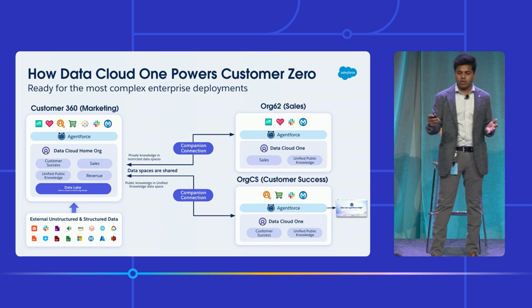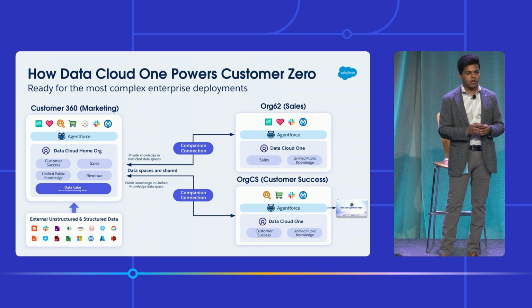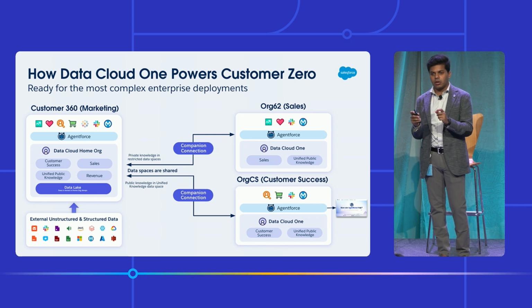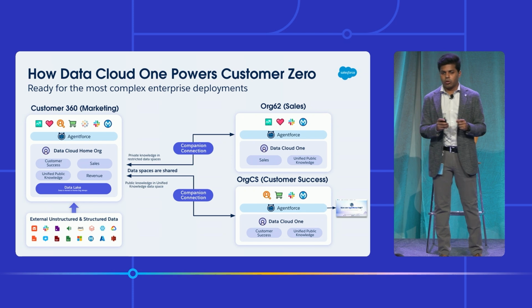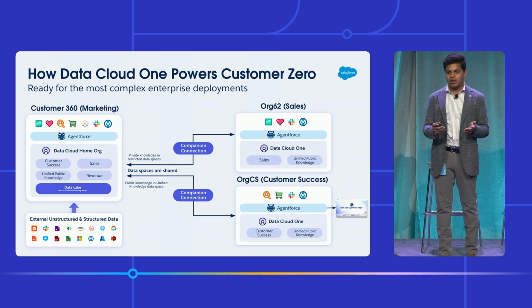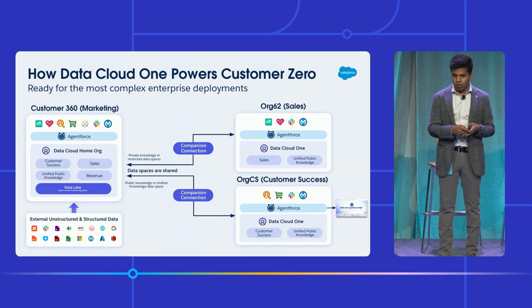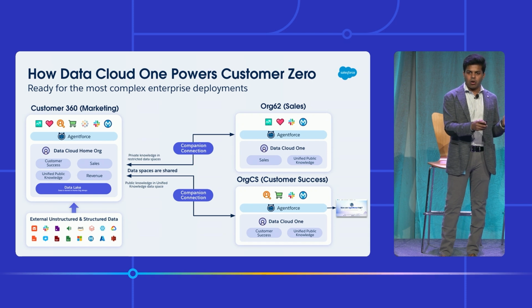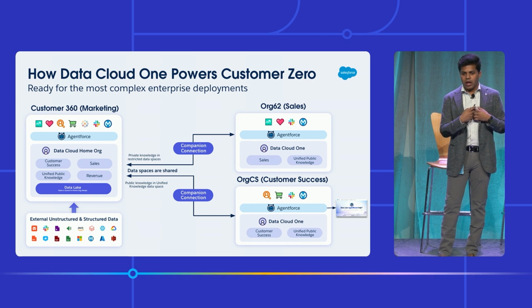Now, the first question, if you go back to the first part of our session, was where do we make our home org? Like, which is our Data Cloud home org? We had a lot of internal discussions for six months at the leadership level, and we ended up choosing one of our existing orgs to become our home org, and that became our marketing org. So marketing org currently is our home org.